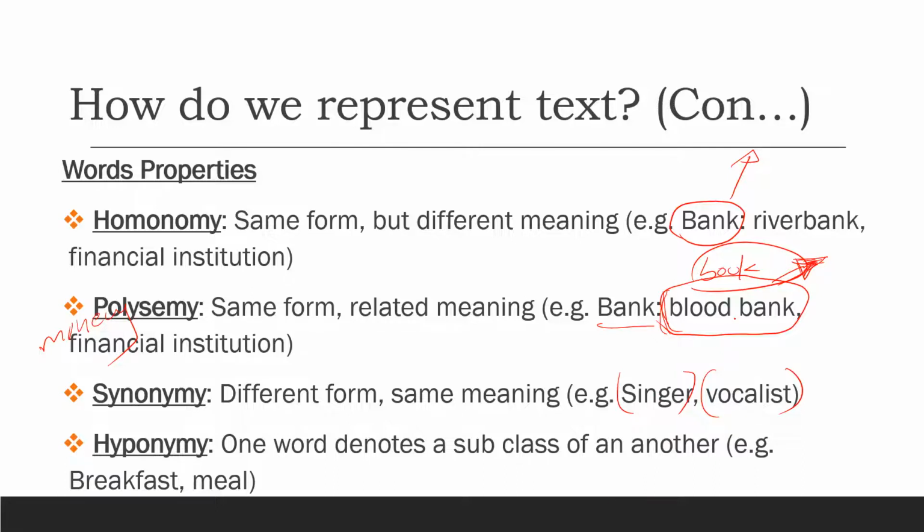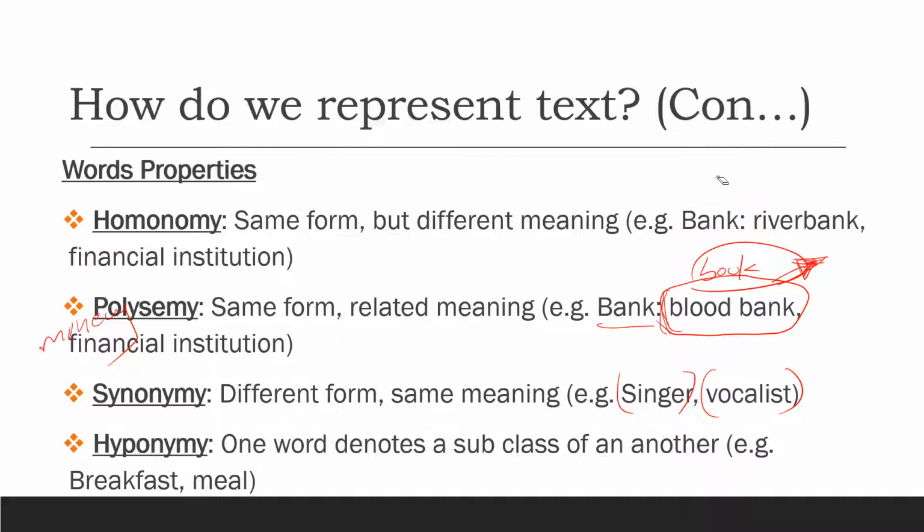Hyponymy, in the sense one word denotes a subset of another. Let's think about breakfast and meals. Breakfast is a subset of meals. Breakfast is also a meal, right? Even we can say lunch and meals. Lunch is also a meal. So lunch is a subset of meal. That is called hyponymy. One word denotes a subset of another.